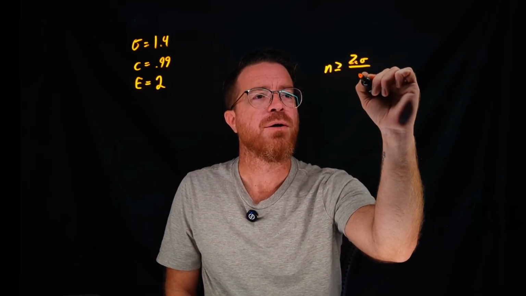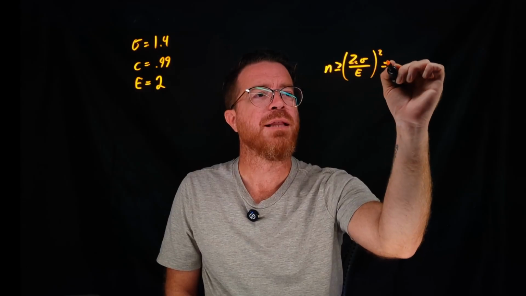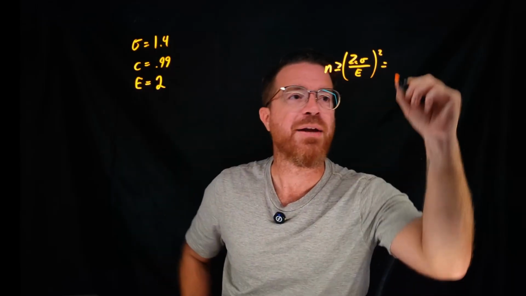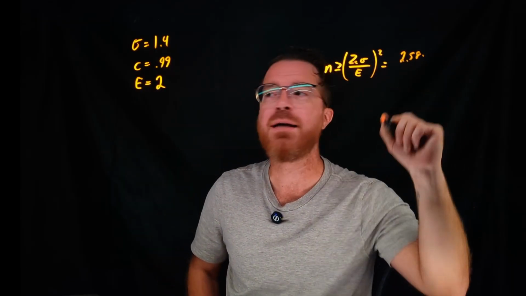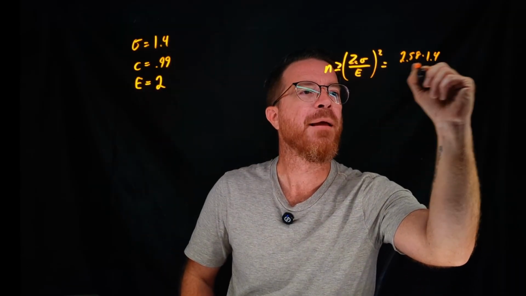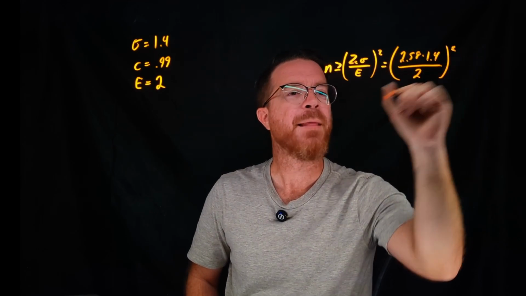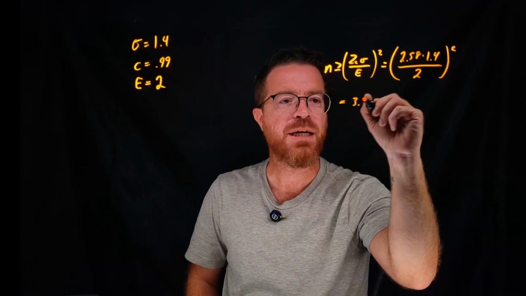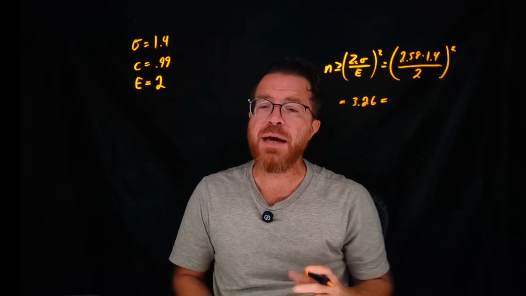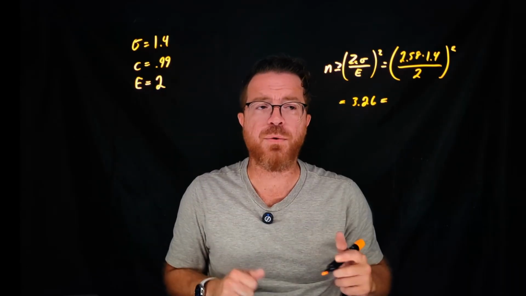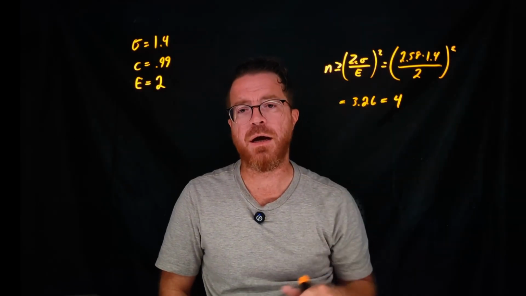So again, we're going to start by writing our minimum sample size, so our n has to be greater than or equal to z critical times sigma over E, the whole thing squared. And then when we have a C of 0.99, this gives us a Z critical of 2.58. So we have 2.58 times 1.4 divided by 2. And then we're going to square the whole thing. And this is going to give us 3.26. Now again, we cannot use 0.26 of something, so what we need to do is round up to the next whole number. So this is going to give us a minimum sample size of 4.